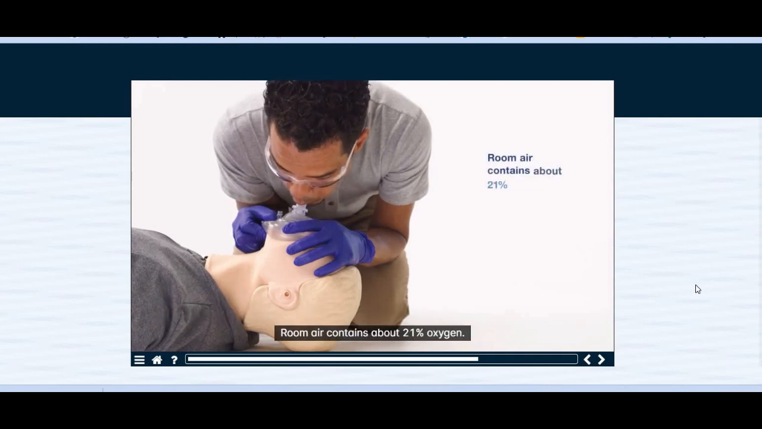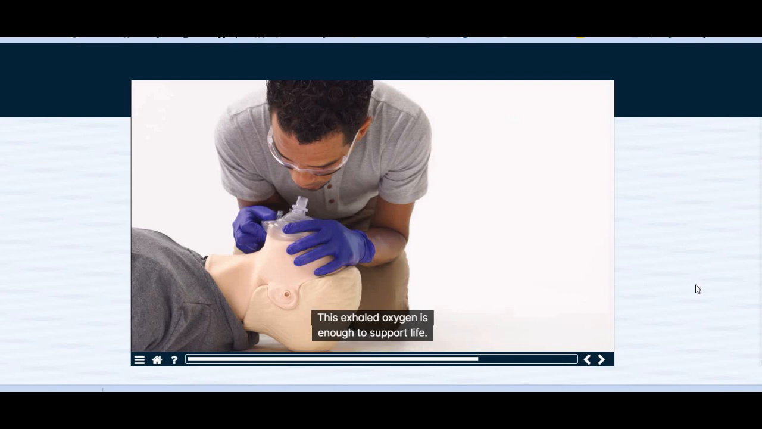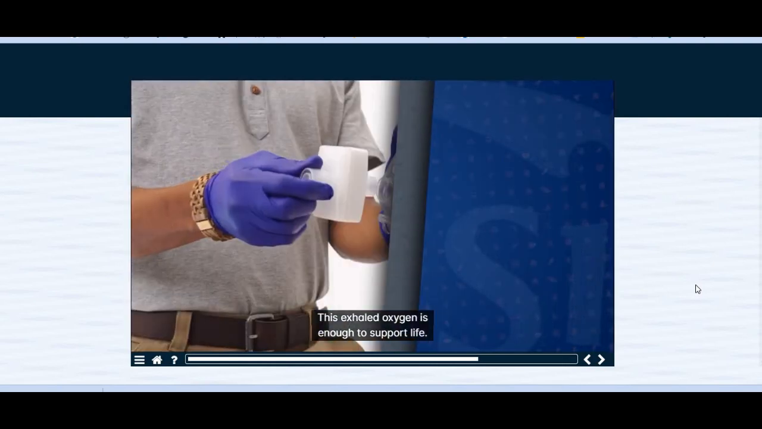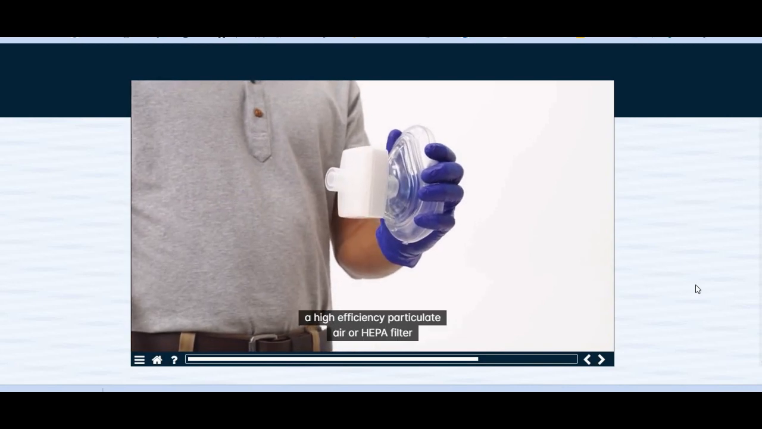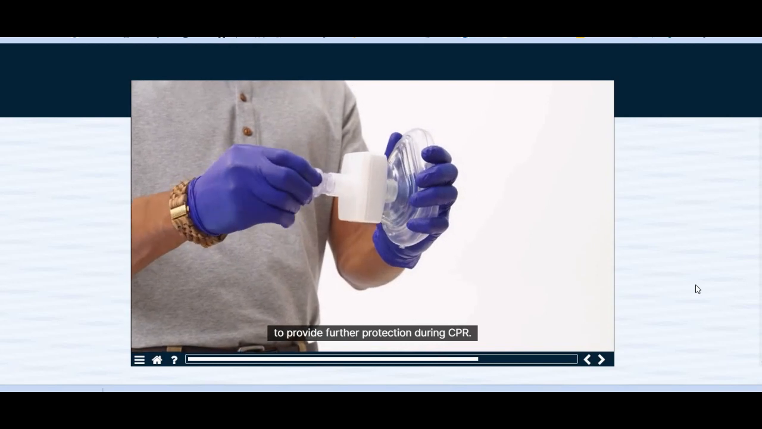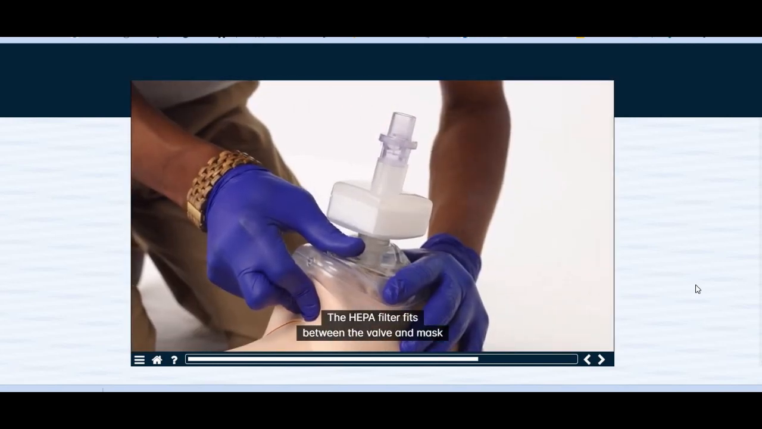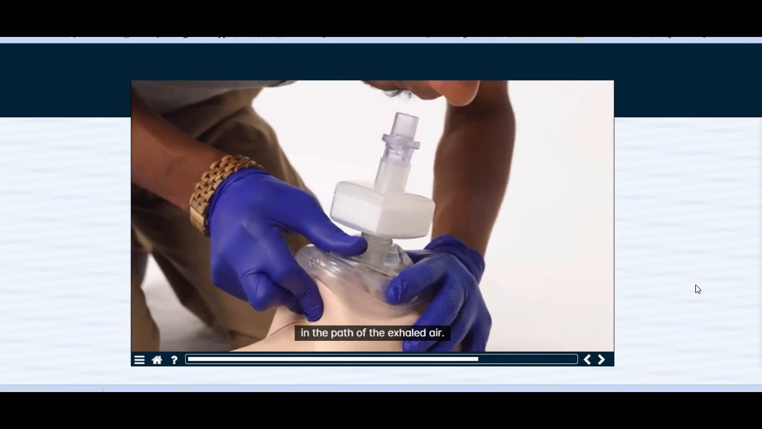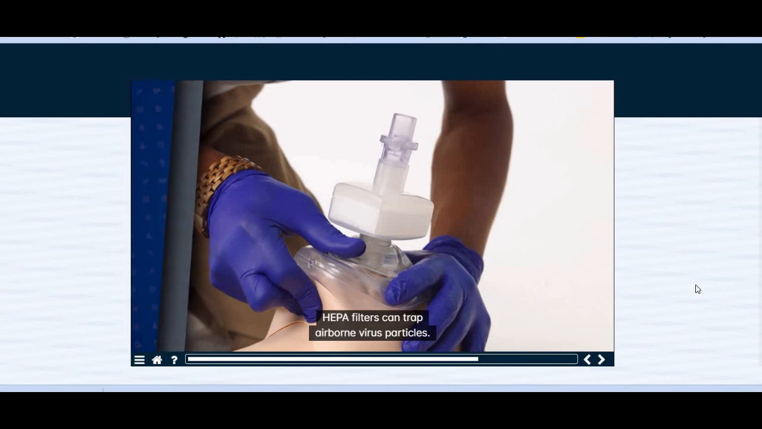Room air contains about 21% oxygen. Exhaled air contains between 16% and 17% oxygen. This exhaled oxygen is enough to support life. Some CPR masks allow you to attach a high-efficiency particulate air, or HEPA filter, to provide further protection during CPR. The HEPA filter fits between the valve and mask, in the path of the exhaled air. HEPA filters can trap airborne virus particles.